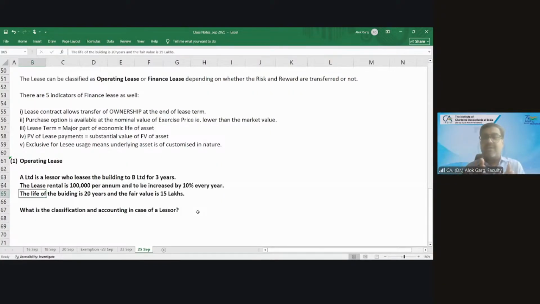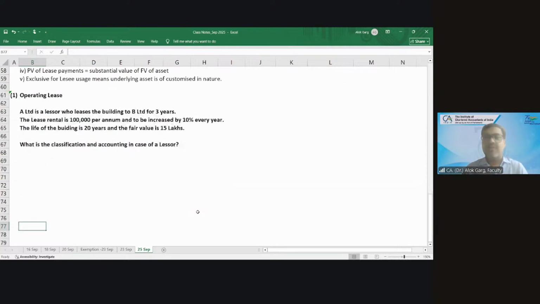Is 3 lakh 31,000 substantially equivalent to the 15 lakh fair value? No, sir, it's not 90% as per US GAAP. The question is also silent about transfer of ownership or a nominal purchase value. This building is not customized for the lessee. So the classification is operating lease in the books of the lessor.